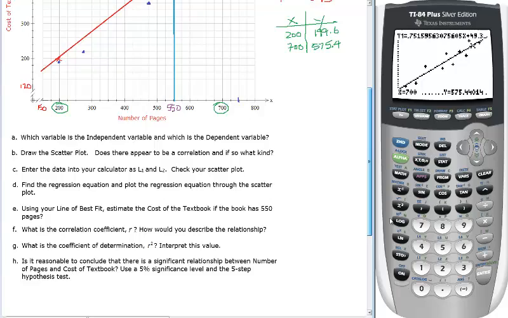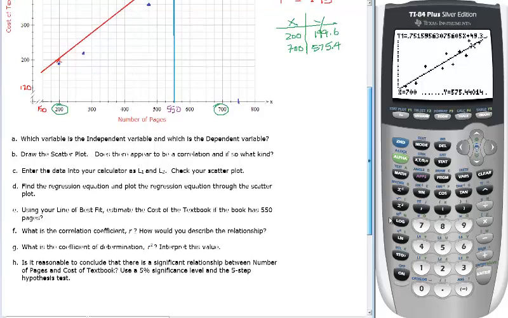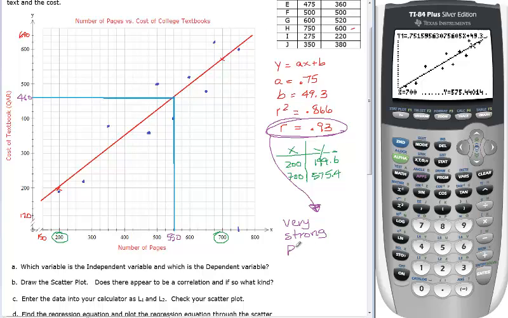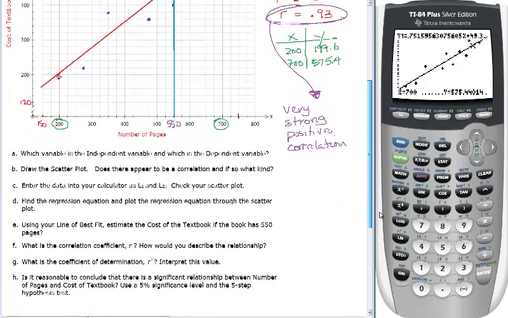What is the correlation coefficient R, and how would you describe this relationship? Well, we've got that. It's 0.93. I would describe that as a very strong positive relationship. Anything over 0.8 is usually called very strong, and it's a positive or direct correlation. In other words, as the number of pages increase, the cost of the textbook also increases. They're both increasing, which means a positive correlation.